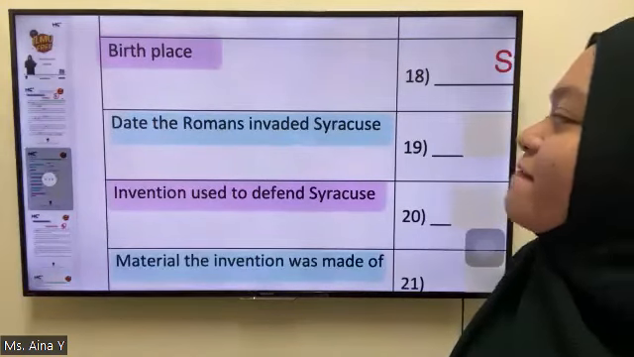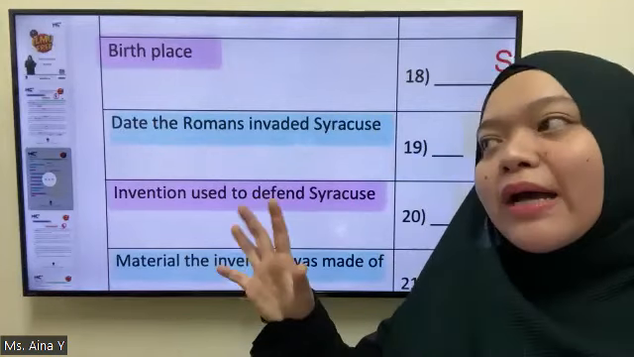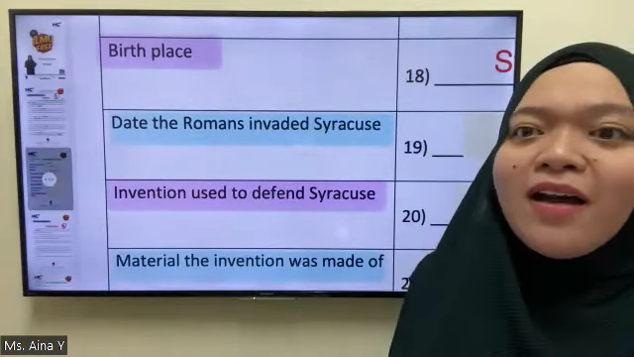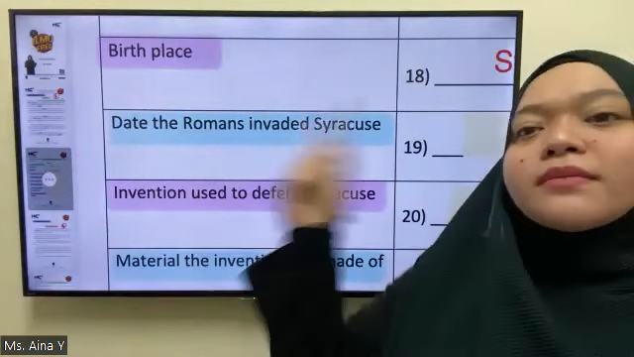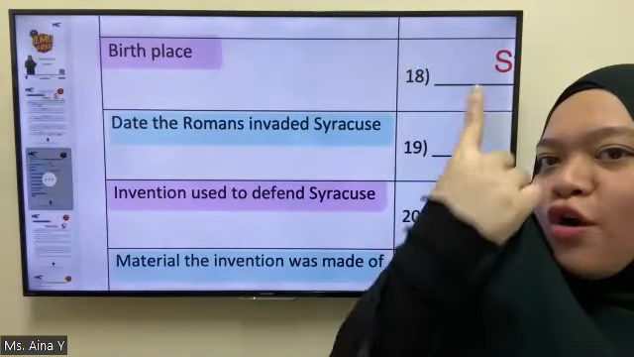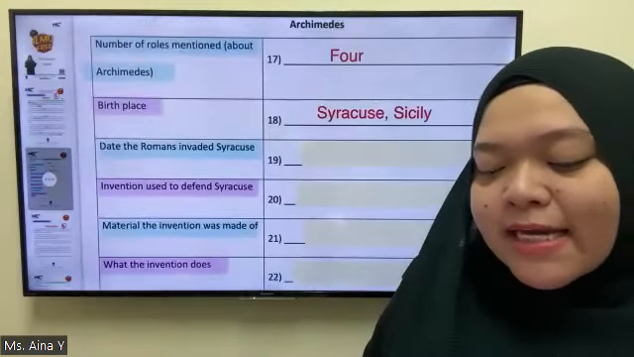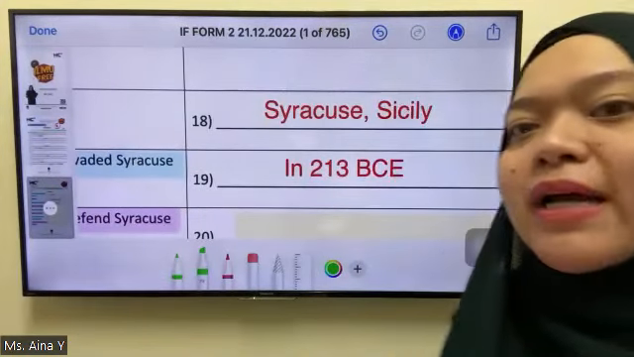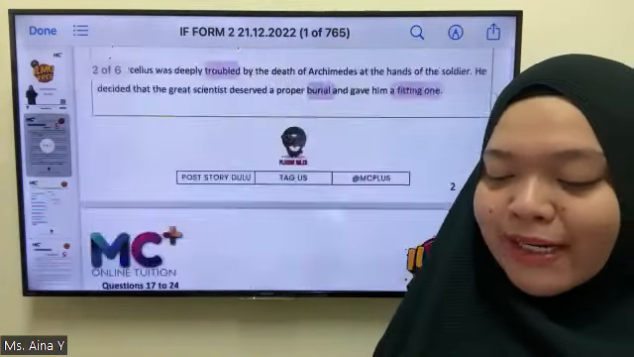Day the Romans invaded Syracuse. Bila tahun atau tarikh mereka menceroboh, menyerang Syracuse. Senang je ni. This is very easy. 10 seconds. 10, 9, 8, 7, 6, 5, 4, 3, 2, 1. Yes, the answer is in 213 BCE. Pada tahun 213 sebelum Masihi. Where's your clue? It's right here.